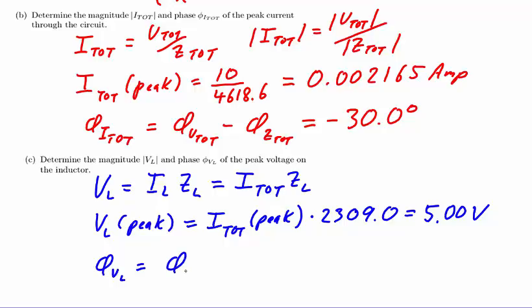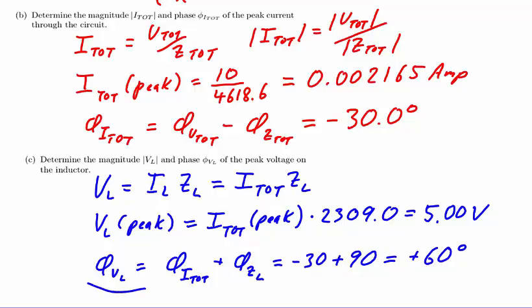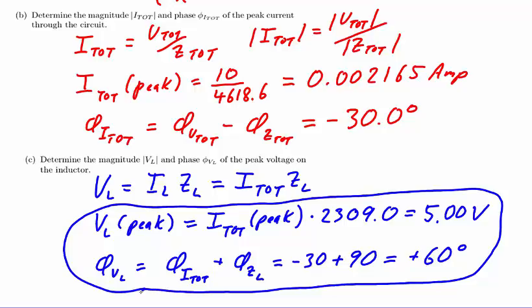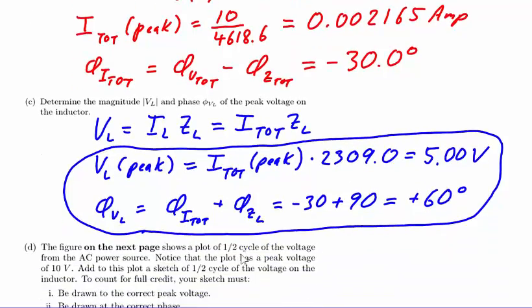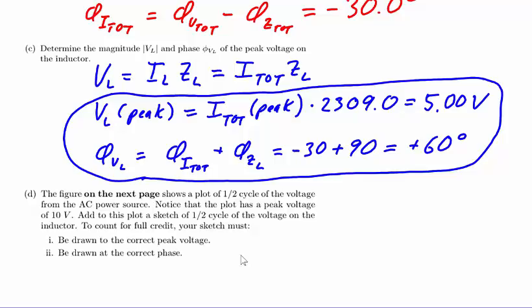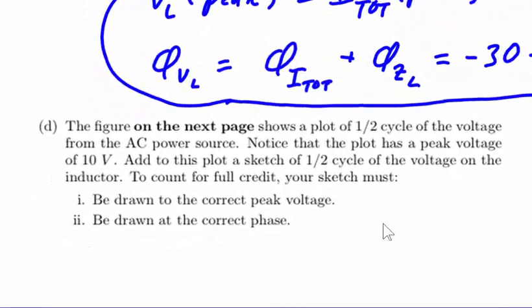Finally, for the phase of the voltage on the inductor, we recognize that because we multiplied the previous two terms, we should add the phase of the total current to the phase of the impedance of the inductor. All inductors have a phase of positive 90 degrees, and so the phase of the voltage on the inductor will be plus 60 degrees. As promised, both the voltage and the phase on the inductor turn out to be very round numbers. For the last part of the problem, the text tells us that the figure on the next page shows a plot of 1/2 cycle of the voltage from the AC power source, which we notice has a peak of 10 volts as given in the problem.